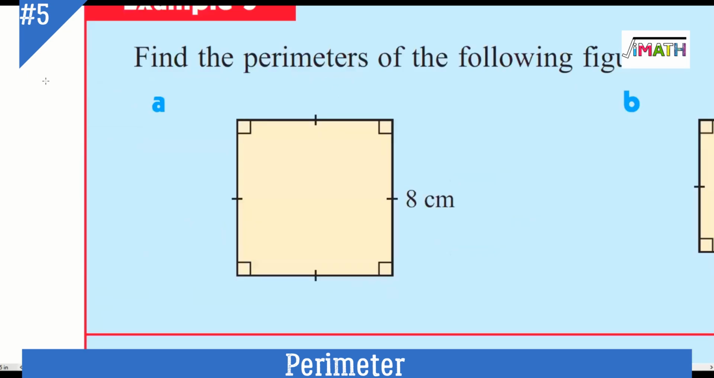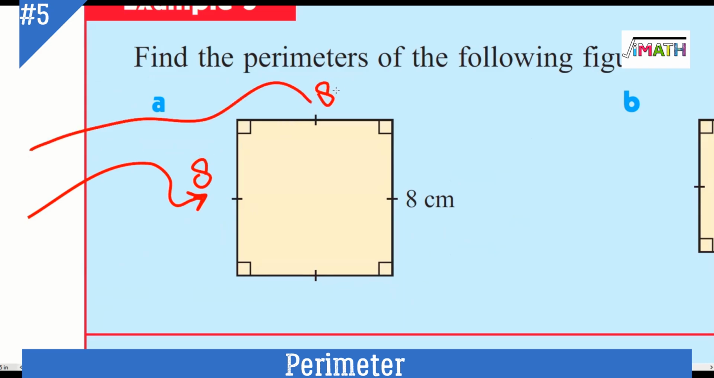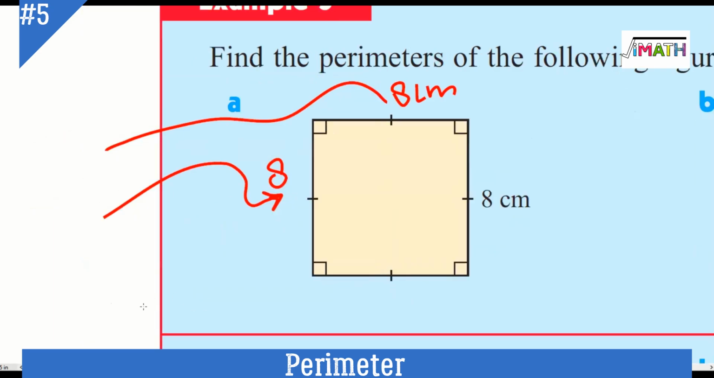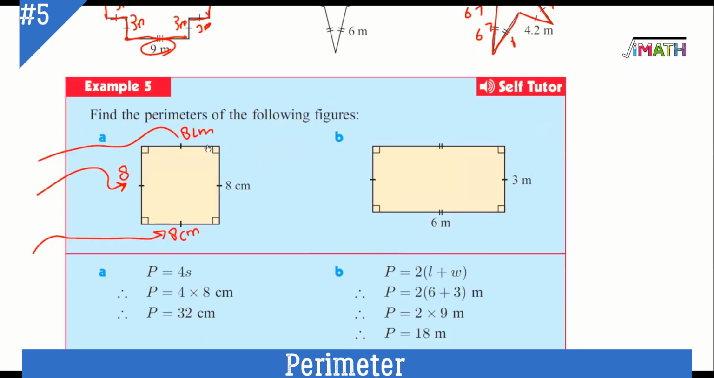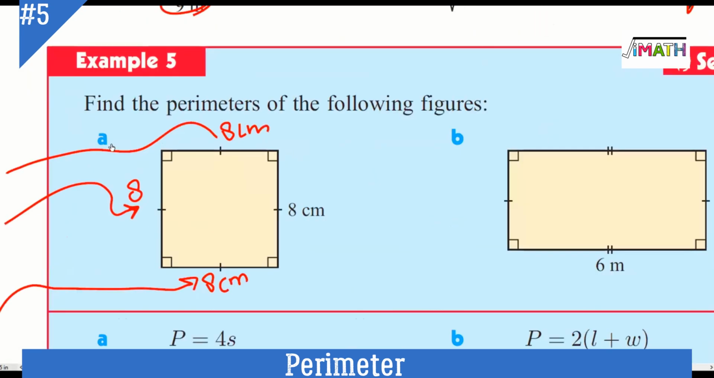So Lian, what do you think? If this is a closed figure here, if this one is 8 centimeters, what's going to be this side equal to? 8 centimeters. Yeah, 8, and the other side is also going to be 8, right? Yes. Because this is a square, and in a square, if you are given one side, we can infer that all other sides are also the same length. So it's going to be 8 plus 8 plus 8 plus 8. That's going to be the perimeter of this square.